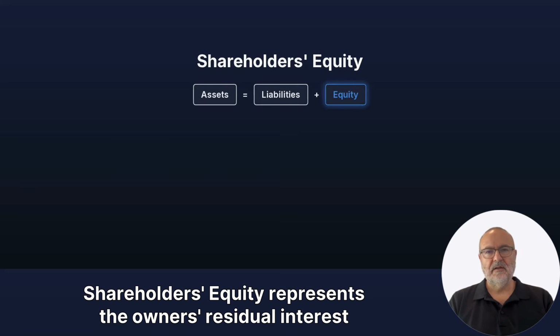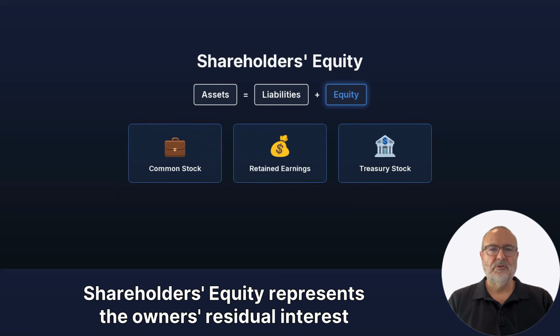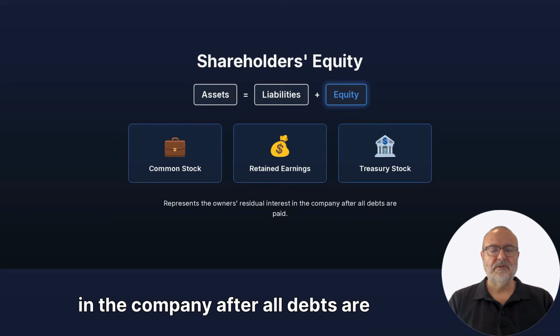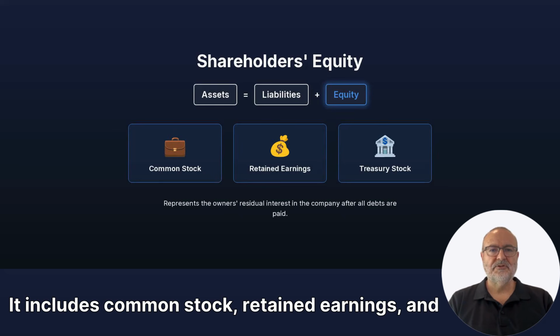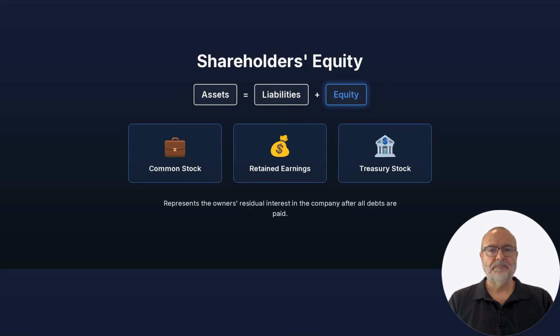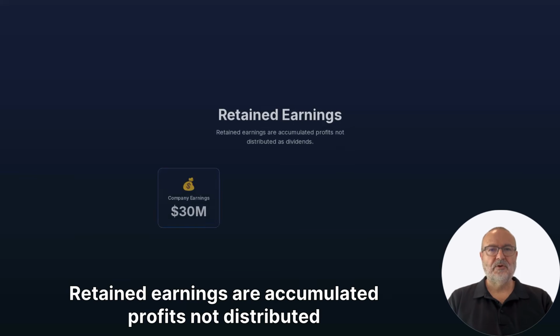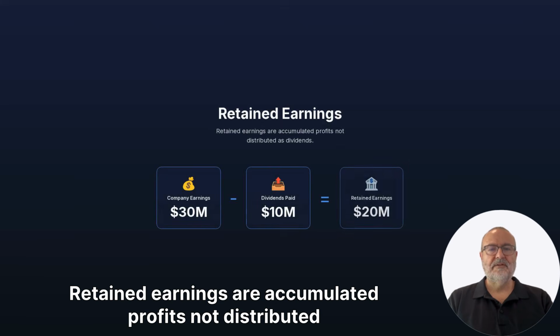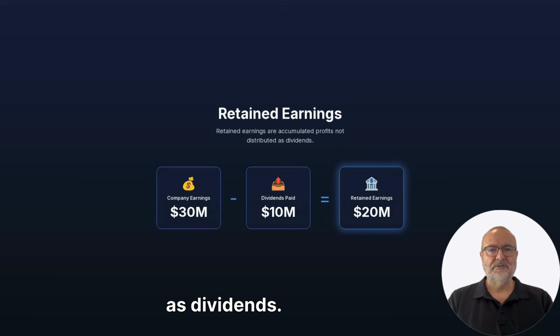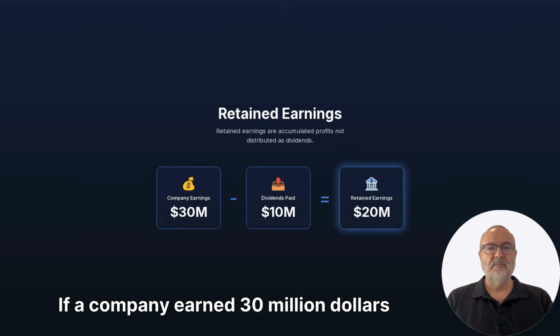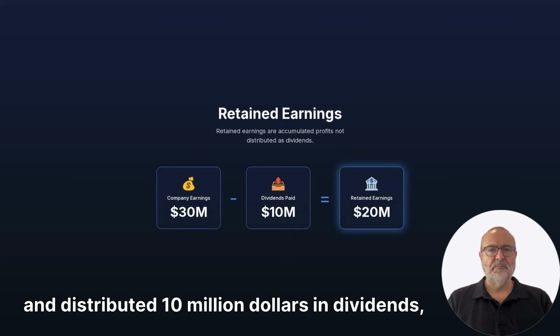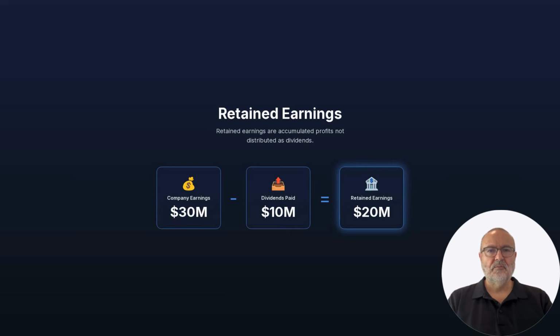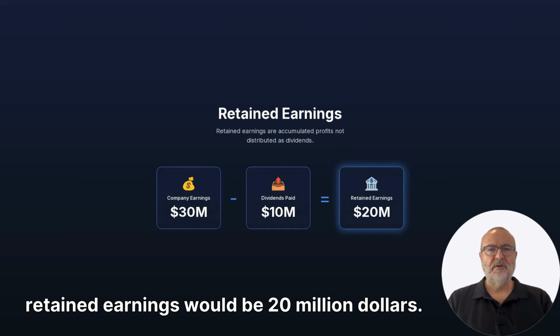Shareholders' equity represents the owner's residual interest in the company after all debts are paid. It includes common stock, retained earnings, and treasury stock. Retained earnings are accumulated profits not distributed as dividends. If a company earned $30 million and distributed $10 million in dividends, retained earnings would be $20 million.